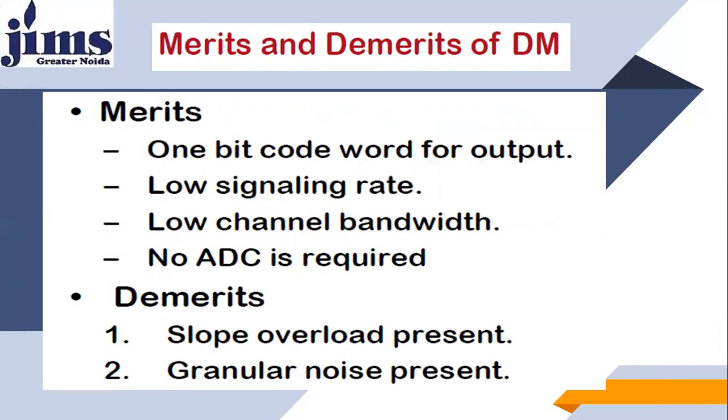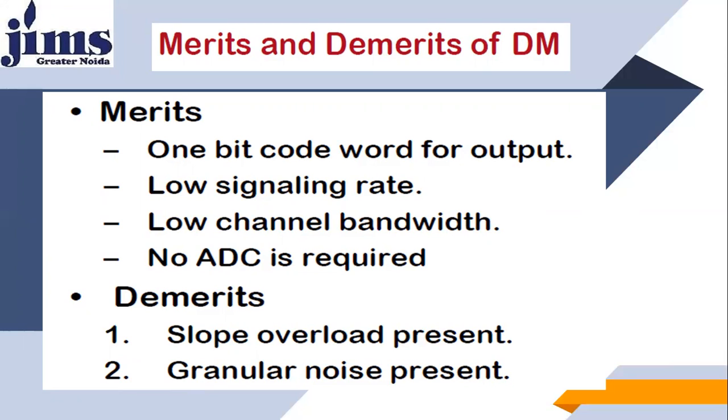Then the merits and demerits of delta modulation. 1-bit code words for output means on each sample only 1 bit is converted, 0 or 1. Low signaling rate means fewer bits are transmitted as compared to PCM. So the requirement of bandwidth is also low, so low channel bandwidth. And no analog to digital converter is required, which is the case in the PCM system. So no A to D converter is required. That's why DM is less complex as compared to PCM, right?